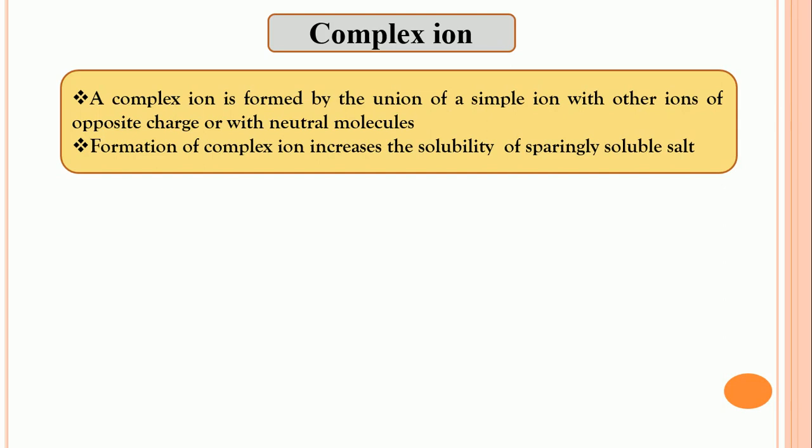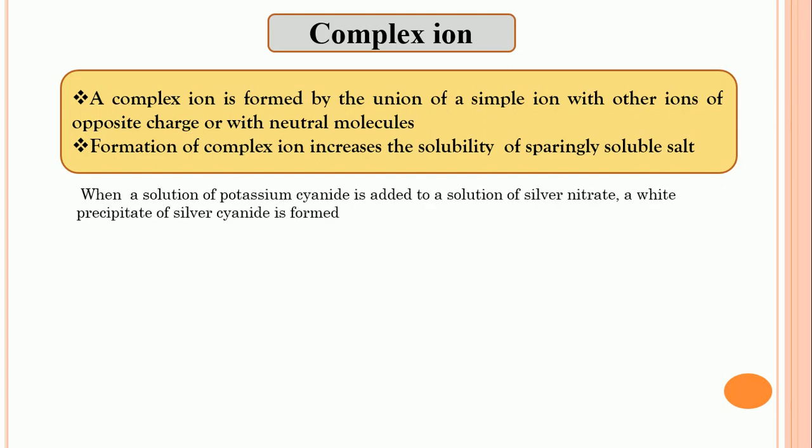Now see the first example. When a solution of potassium cyanide is added to a solution of silver nitrate, then a white precipitate of silver cyanide is formed. So simply the addition of cation with AgNO3. See the reaction.